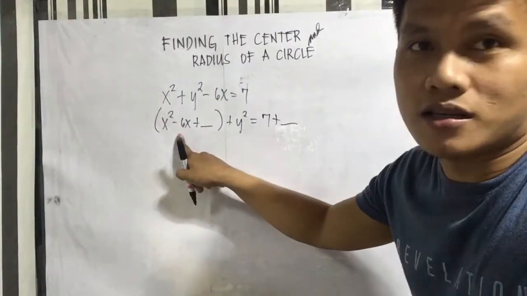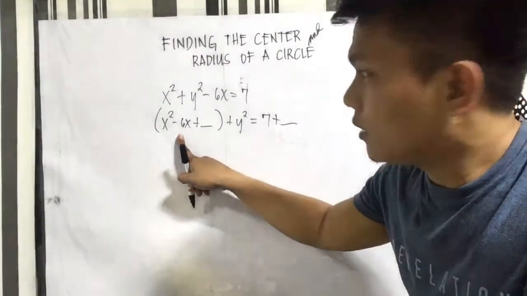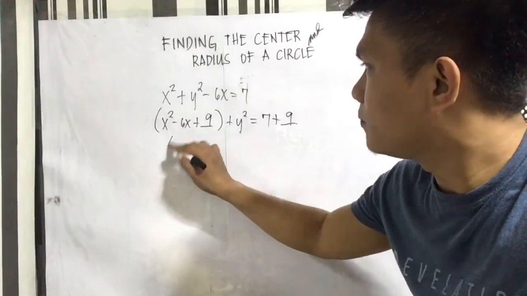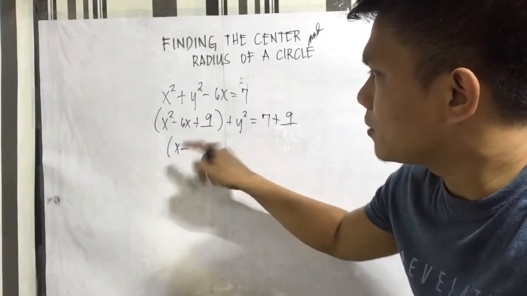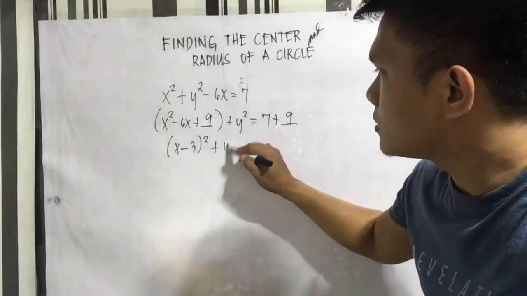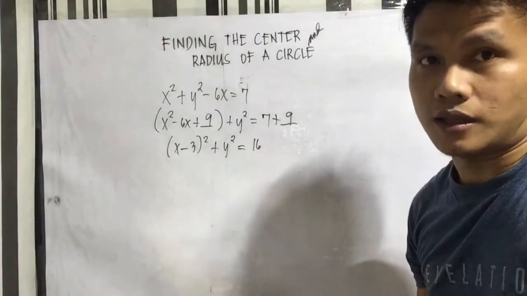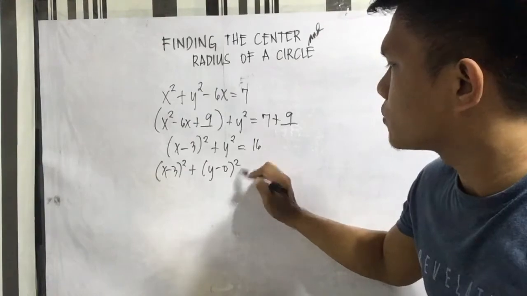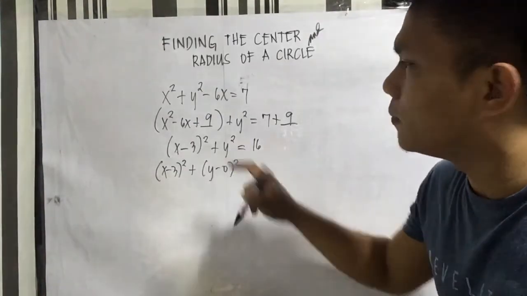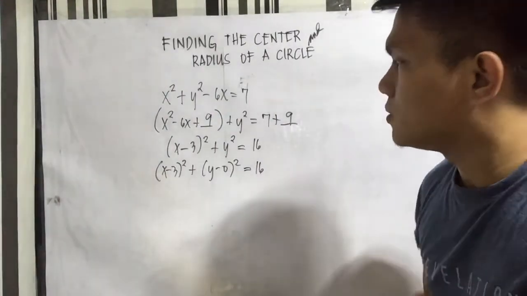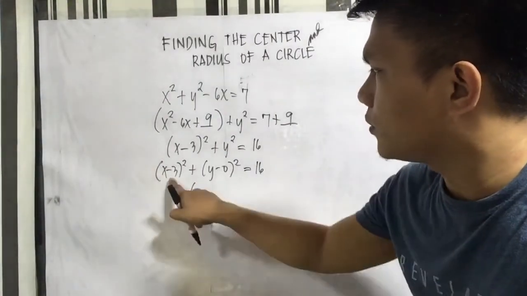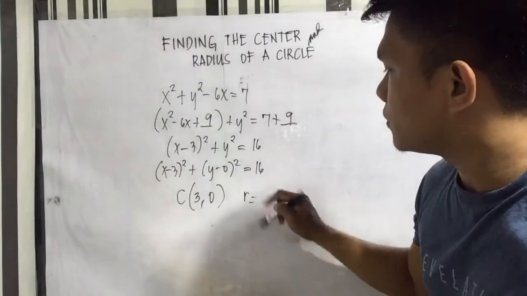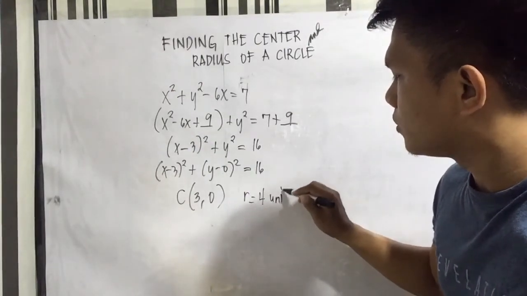So half of negative 6 is negative 3, and then square it, that will become positive 9. And then you have to add 9 here. So we have now x minus 3 squared plus y squared equals 16. Actually, we can write this as x minus 3 squared plus y minus 0 squared, because y minus 0 squared means the same as y squared, and that is equal to 16. So we can now identify our center, which is positive 3 and 0. So our radius, the square root of 16, is 4 units.